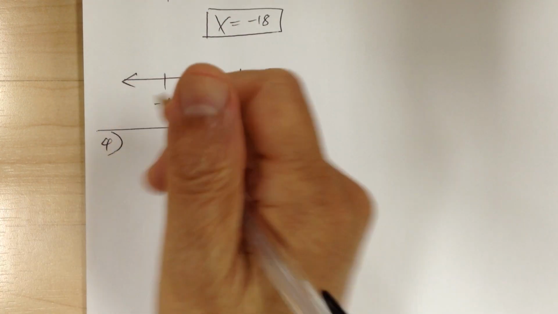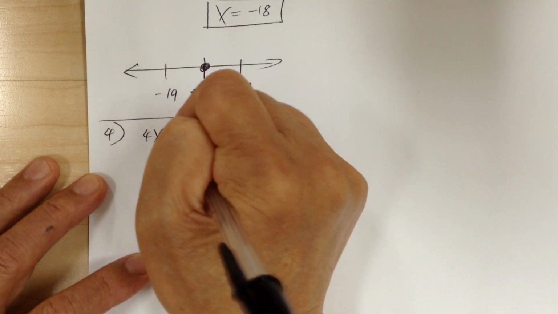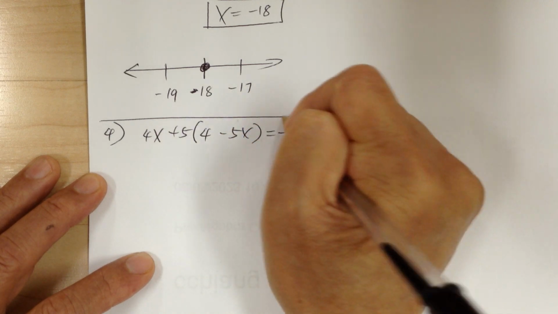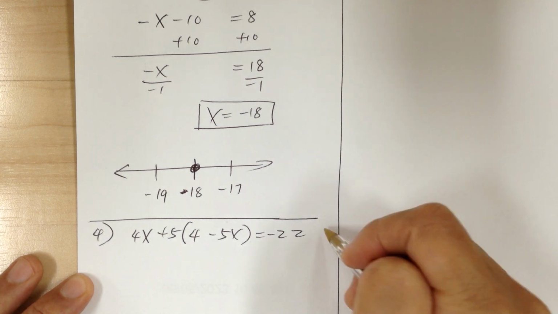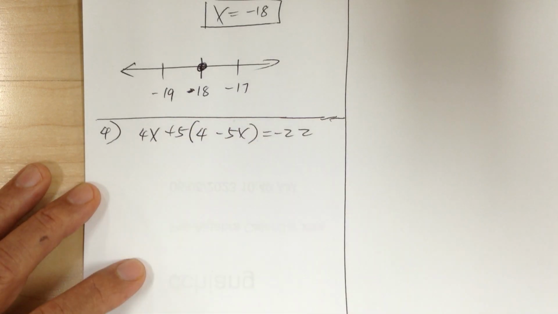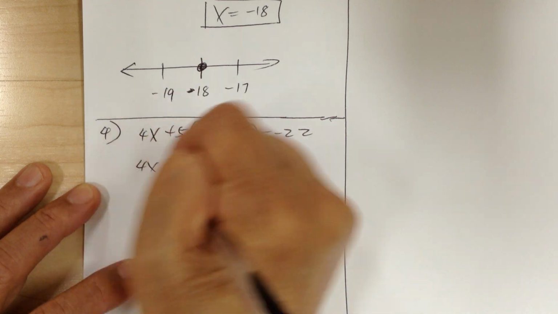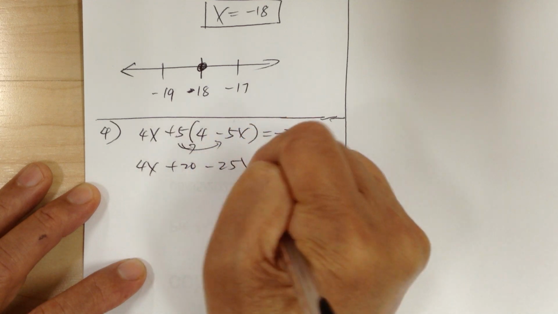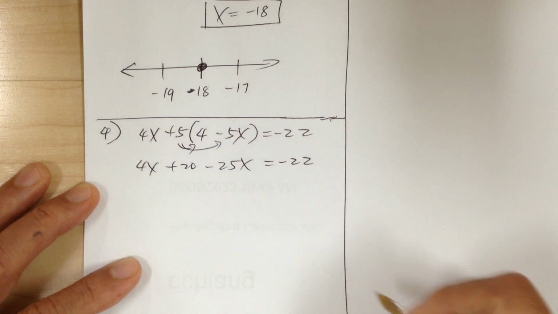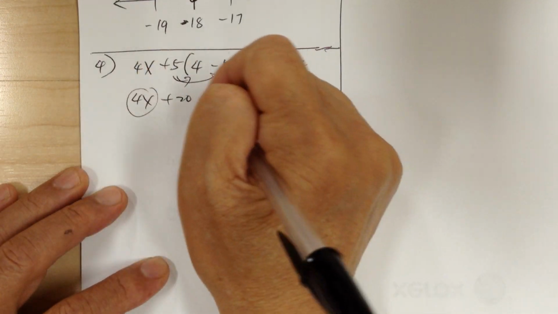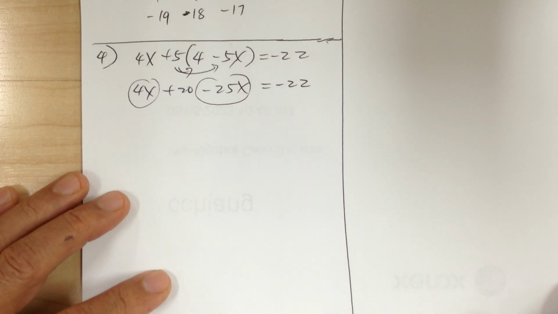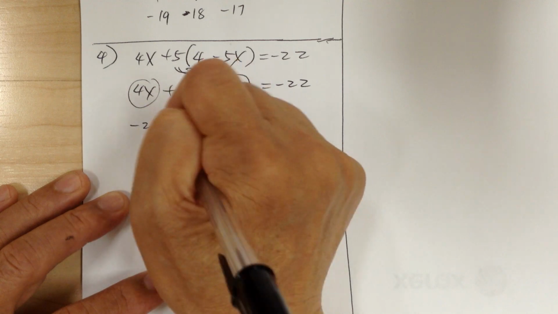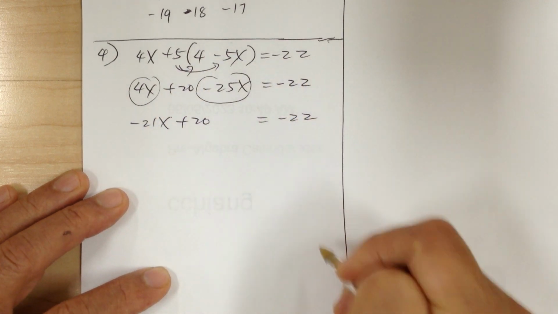Number 4. You have 4x plus 5 times 4 minus 5x equal to negative 22. Let's do this. First, let's distribute to get rid of the parentheses. So 5 times 4 is plus 20, and 5 times negative 5x will be minus 25x equal to negative 22. Let's combine the like terms. When you have a lot of terms, you need to combine the like terms to simplify a little bit. So this will become negative 21x plus 20 equal to negative 22.